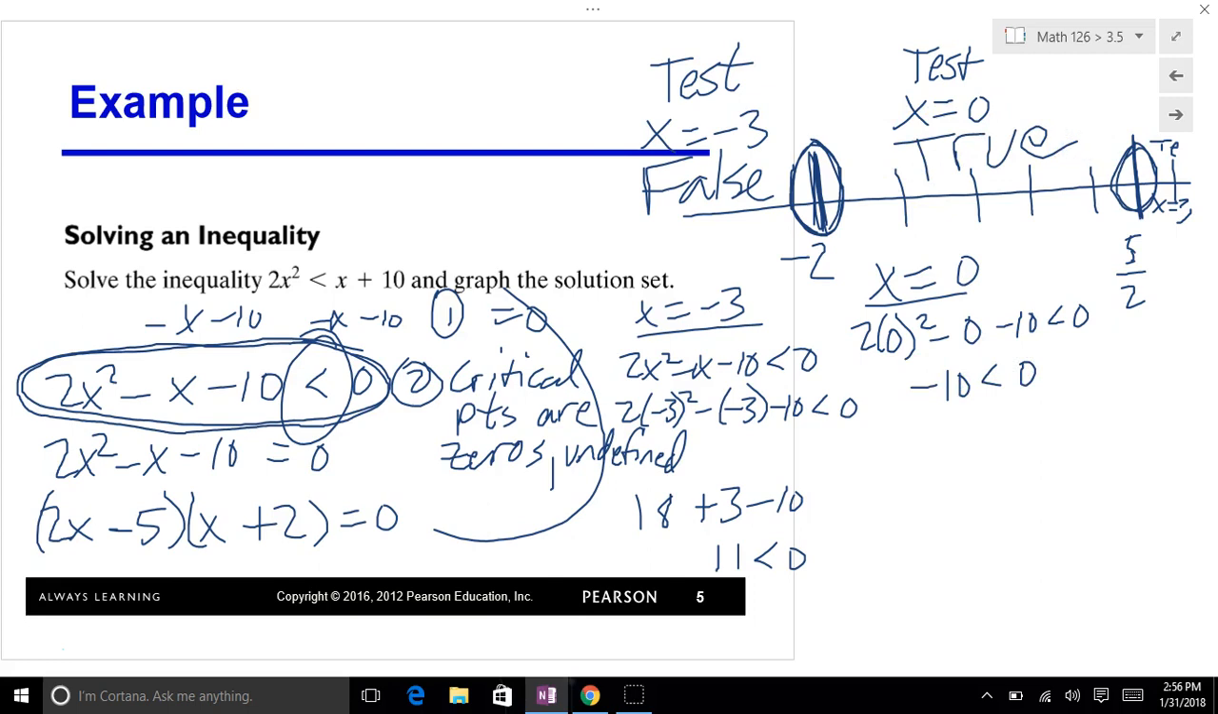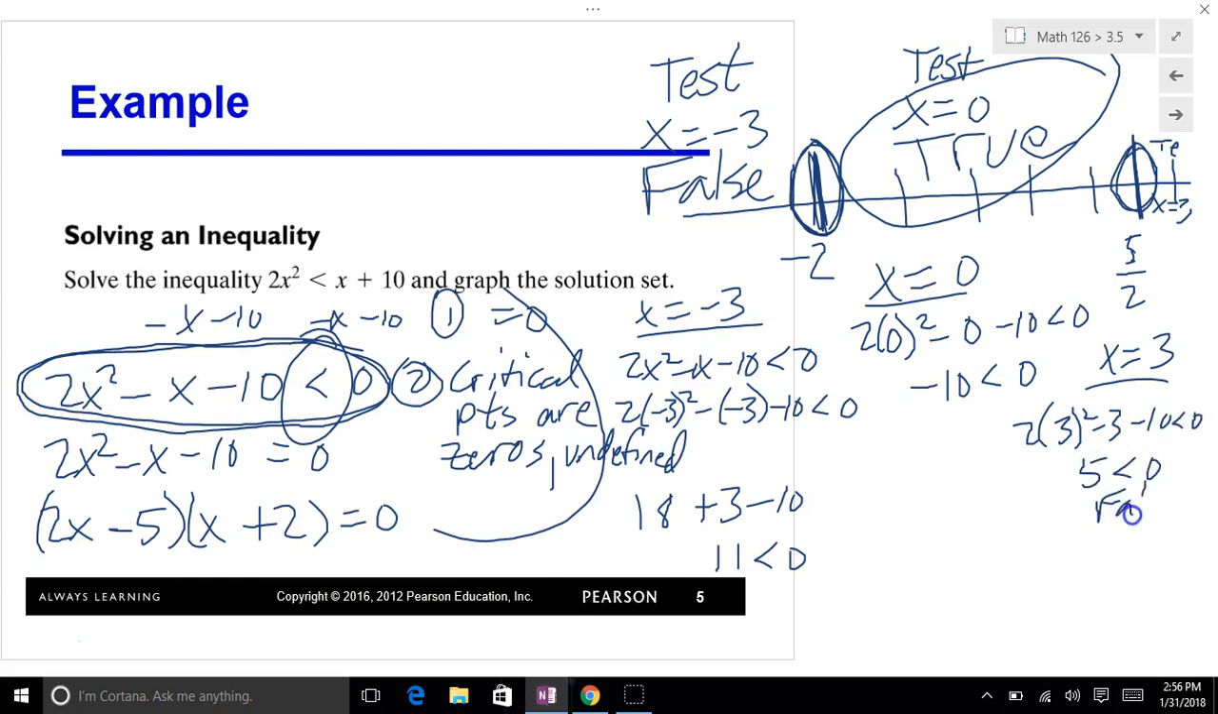So all this is going to be part of our solution set in here, between negative 2 and 5 halves. Now I plug in x equals 3: 2 times 3 squared minus 3 minus 10. We got 2 times 9, 18, 18 minus 3 is 15, 15 minus 10 is 5. Is 5 less than 0? False. So out here we've got a false, that's not going to be part of our solution set.